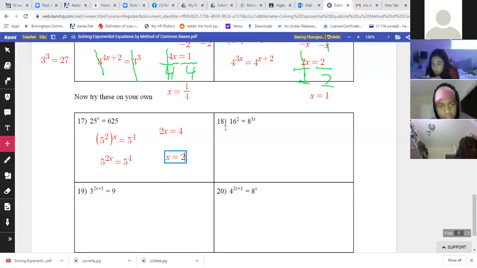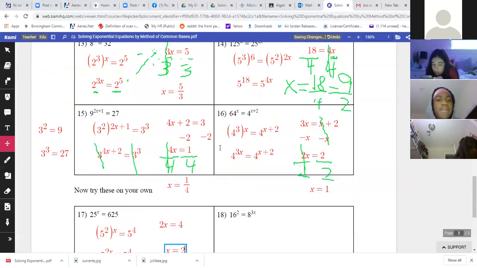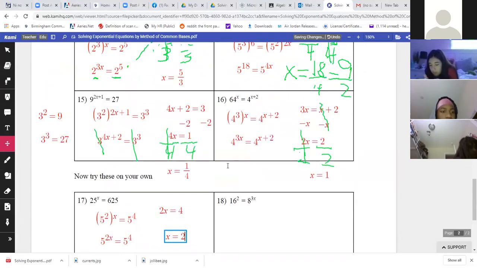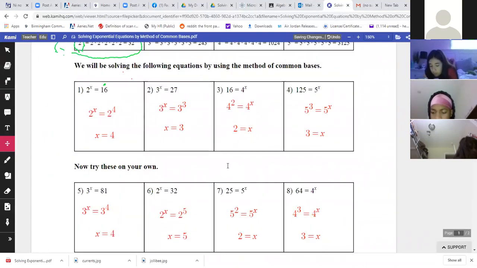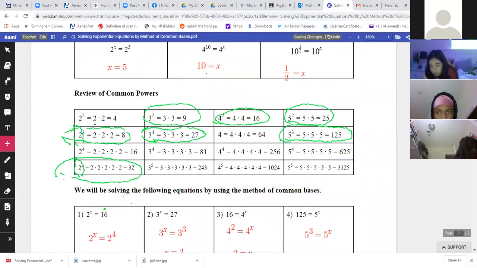Now let's look at number 18. So 18, I have 16 and 8. These would be powers of 2, right?